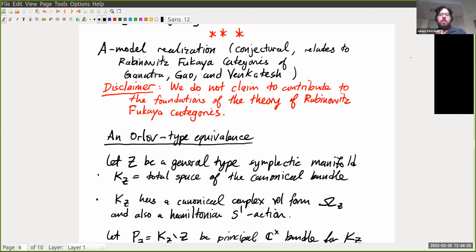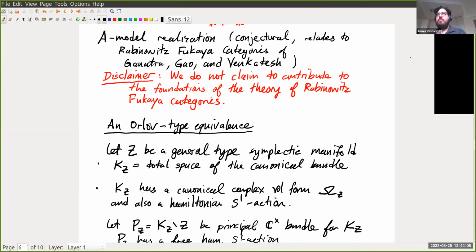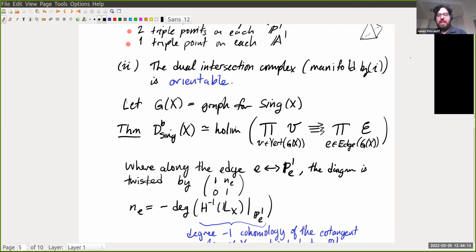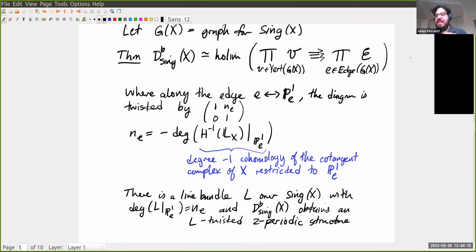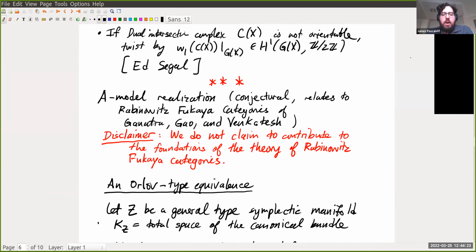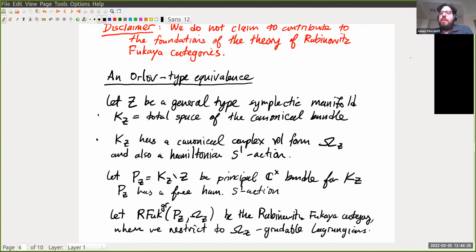Okay, so one thing that helps figure out what's going on is to do the A-model realization. So the question is, what is the A-model realization of these twisted gluings, where these NEs are not 0? The untwisted one, I just get the Fukaya category of a surface. But what about the twisted one? First you have to understand the untwisted case a little bit better.